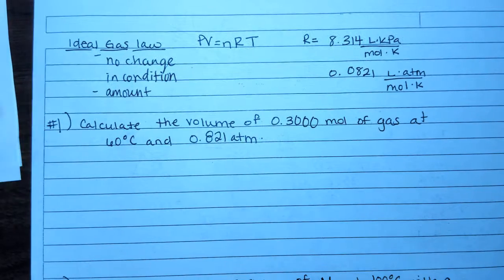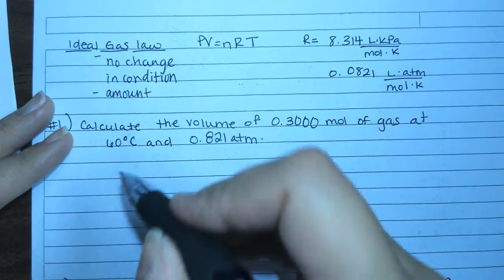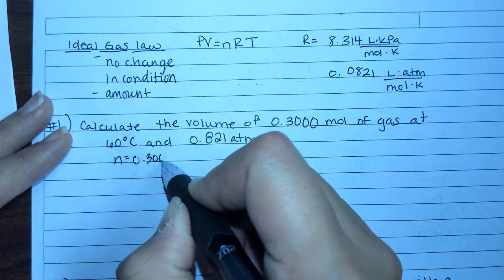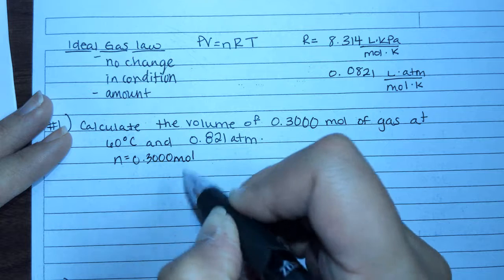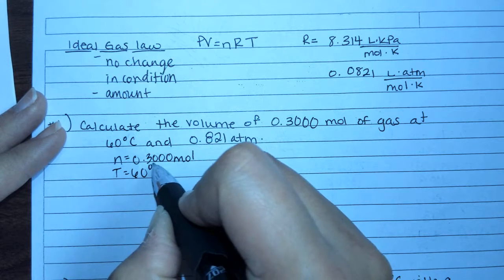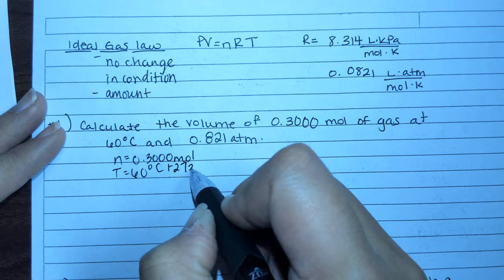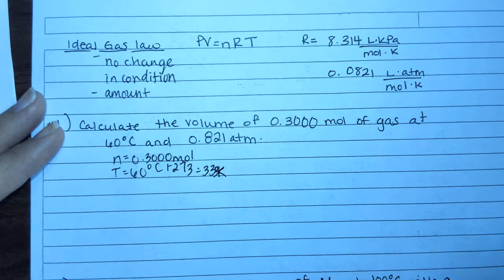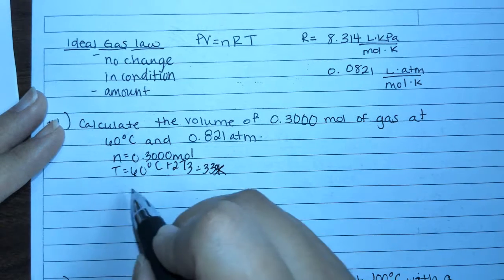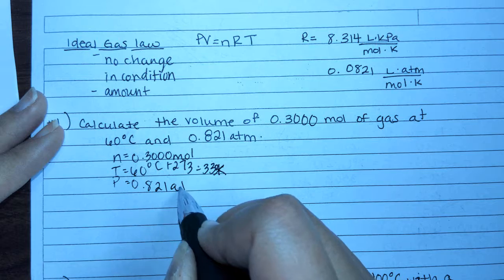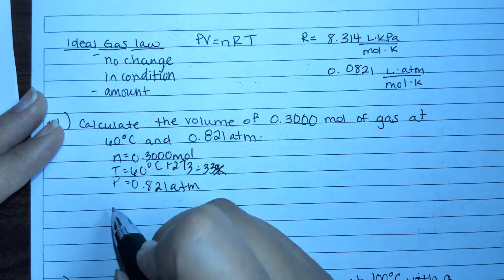Okay, so number 1 says calculate the volume of 0.300 moles. So according to your notes, moles is represented by n. It says of a gas at 60 degrees Celsius. So remember, 60 degrees Celsius, we add 273 to it, and we get 333 Kelvin. Okay, and then pressure, of course, is 0.821 atmospheres. And so it wants to know the volume.